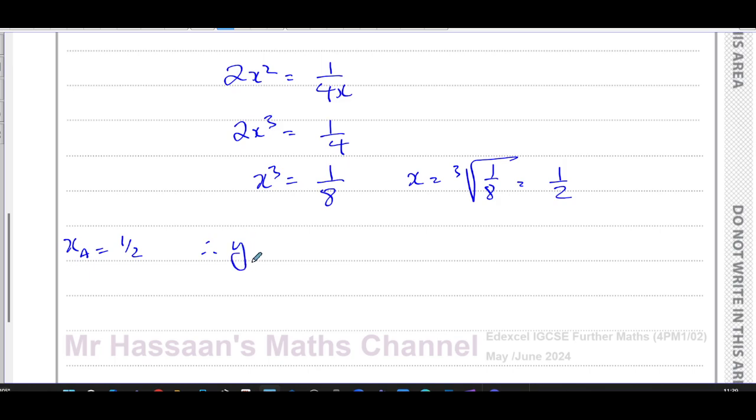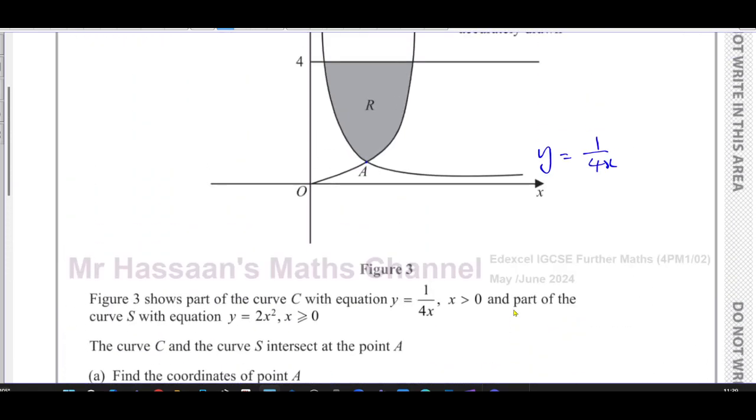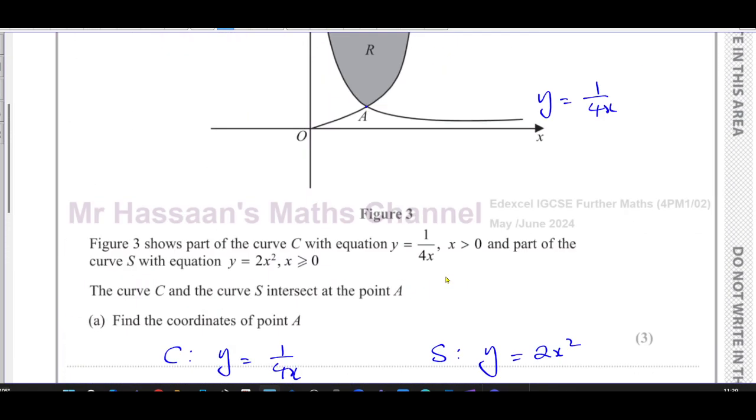So therefore the y coordinate of A is going to be given by, we can take the equation of the curve y equals 2x squared. I think that's the easier one. And just replace the x with a half. So we have 2 times a half squared, which is 2 times a quarter, which again is a half. So we can say the coordinates of the point A are x equals a half and y equals a half. Okay, so that's pretty simple for part A of this question.